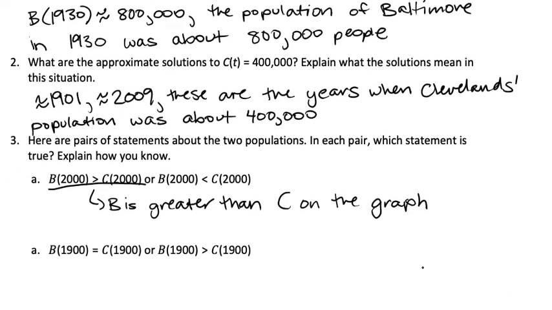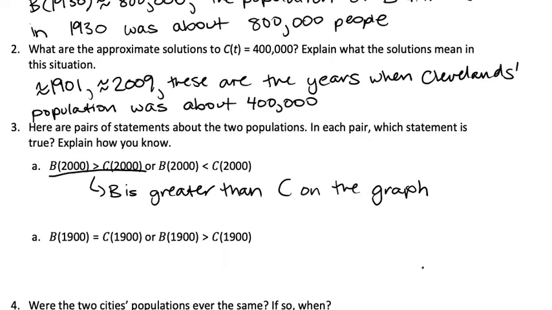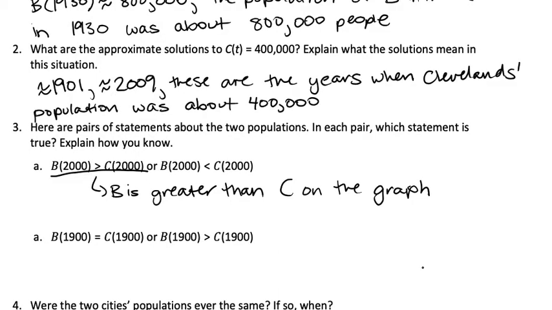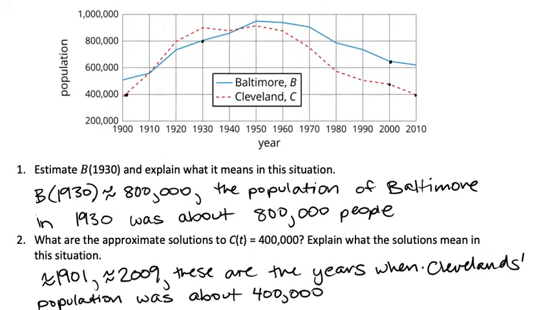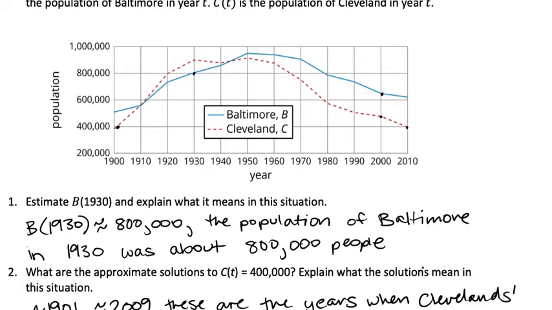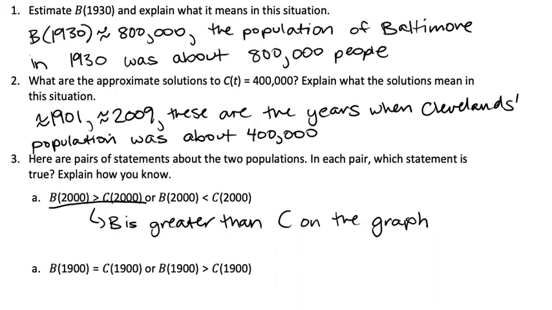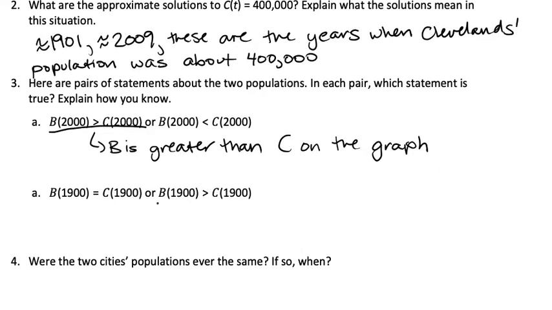And then the second one, they both say part A for some reason, is B of 1900 equal to C of 1900, or is B of 1900 greater than C of 1900? So in 1900, looking at the graphs, we have C down here, we have B up here. B is not equal to C, B is greater than C. So this one is true. And again, I can say that that is because B is greater than C on the graph.